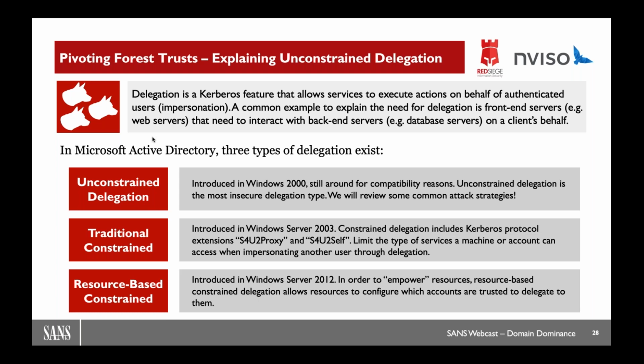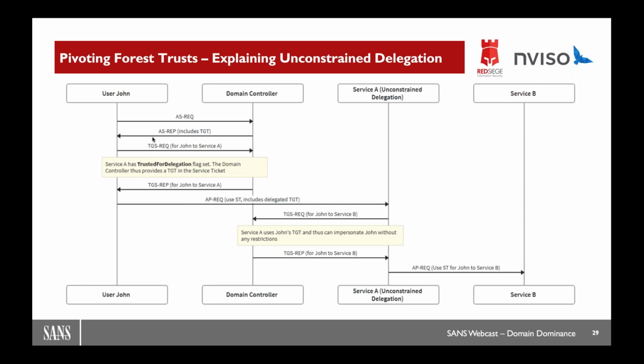First of all, we need to understand what unconstrained delegation is about. Note that Microsoft introduced, as of Server 2003, traditional constrained delegation, and as of Server 2012, resource-based constrained delegation. Both of those are out of scope though. There are attack strategies against those as well, very interesting ones even, but they're a bit out of scope for this specific webcast. We're going to focus on the unconstrained delegation type here. So what is unconstrained delegation? We already talked about Kerberos. We explained what it is all about.